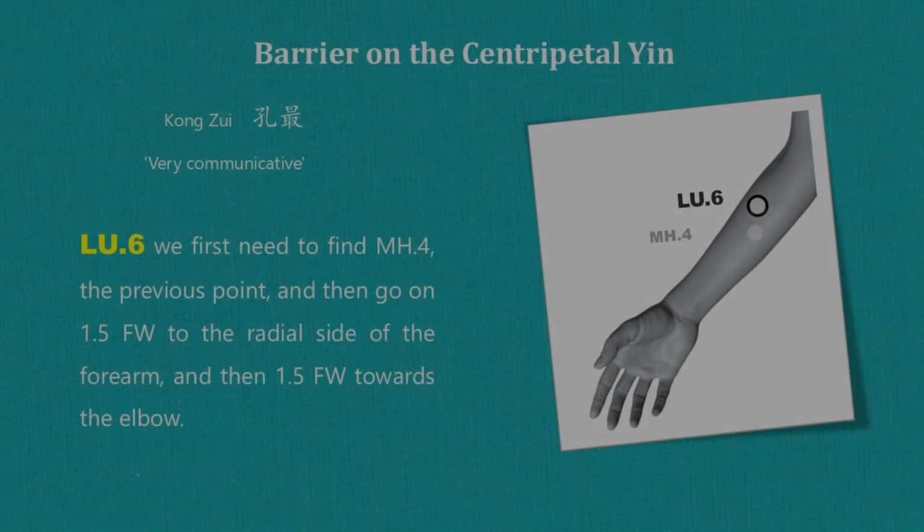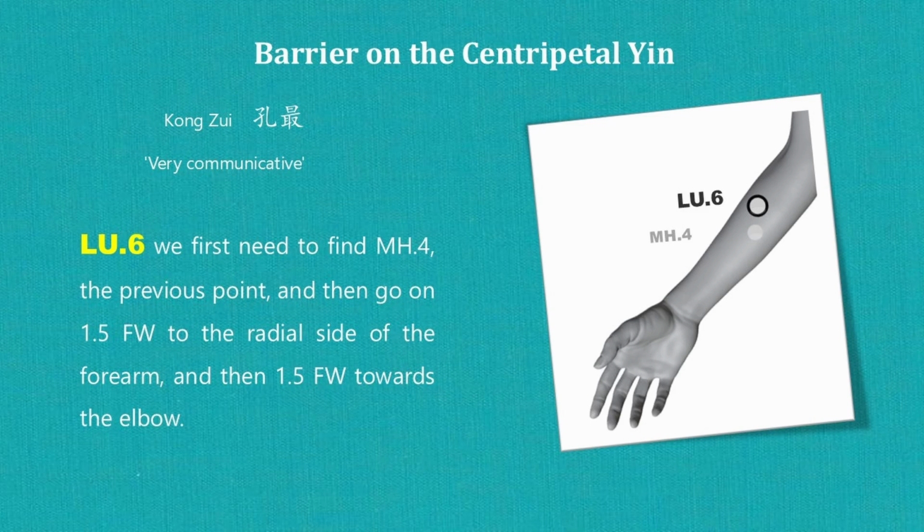To find lung 6, we first need to locate point master of the heart 4 that we just described. And from this point, we will go 1.5 finger widths outward and 1.5 finger widths towards the elbow. And there we will find point lung 6.